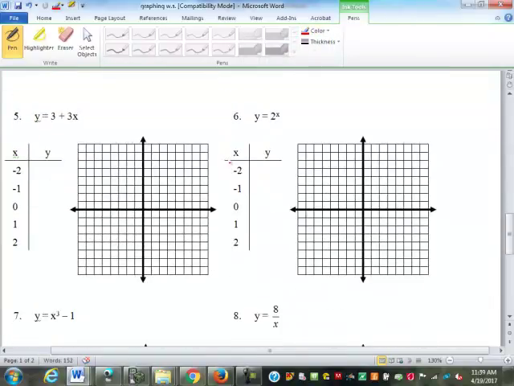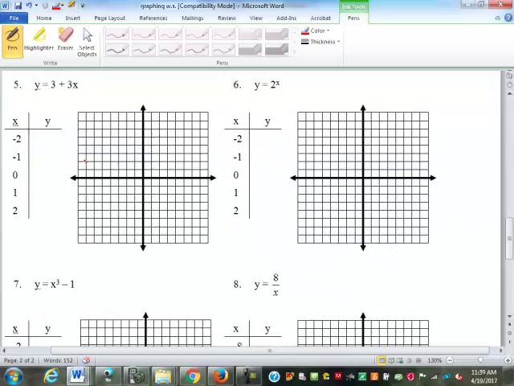Okay. So this next one, number 5, is pretty straightforward. Y equals 3 plus 3x. It's going to look like that. So that one's a line as well. Number 6 is a little bit trickier. Y equals 2 to the power of x. It's going to look like that.